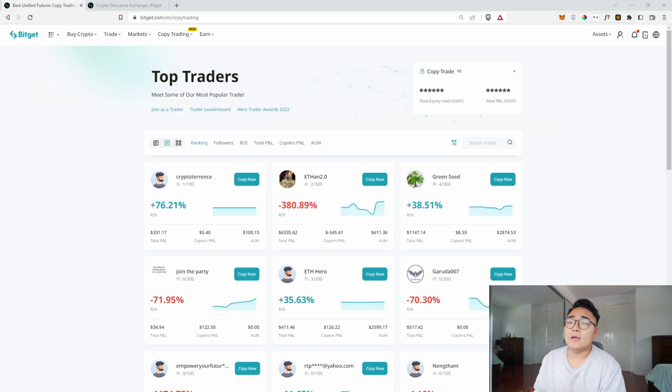Copy trading is available on Bitget and many other exchanges, to be honest, but Bitget is the most vibrant and the biggest exchange where copy trading is happening. It is very liquid, it is very fast, and it is the biggest market there is.